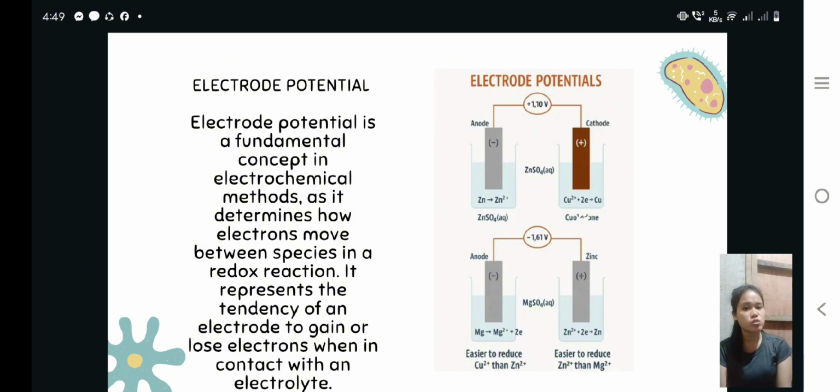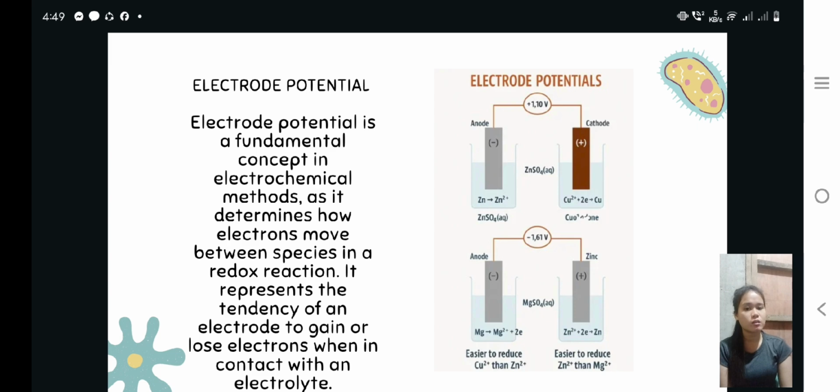Electrode potential refers to the ability of half cell. Di ba? As you can see there, the redox reaction is split into half, right? The part of electrochemical cell where oxidation or reduction takes place to either gain or lose electrons. So in a redox reaction, one substance undergoes oxidation, which is lose electrons, while another undergoes reduction, right, gains electron. The electrode potential helps to quantify the tendency of each half reaction to either lose or gain electrons.